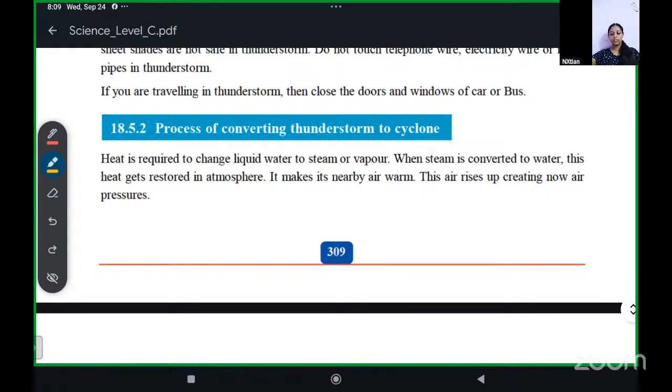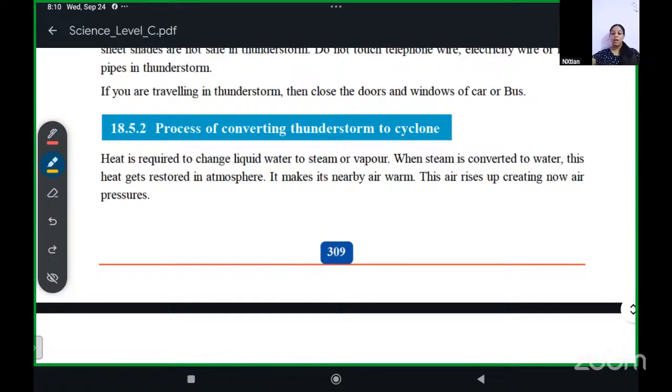Now, I was explaining how thunderstorm converts to cyclone. Liquid water becomes steam or vapor, and then that steam or vapor becomes clouds due to heat. These clouds get charged, and when they get connected with each other, when they attract, the lightning strikes. That is thunderstorm. But cyclone.